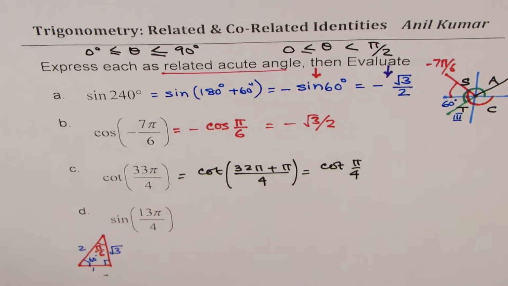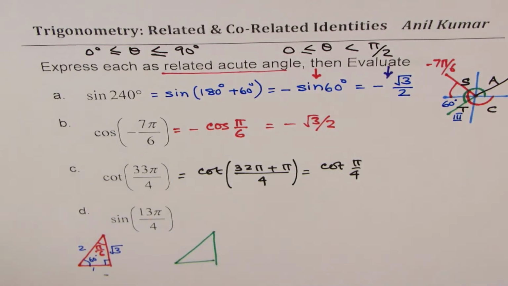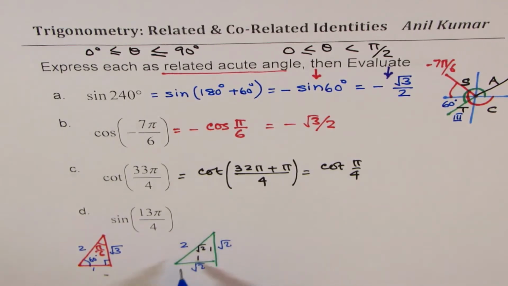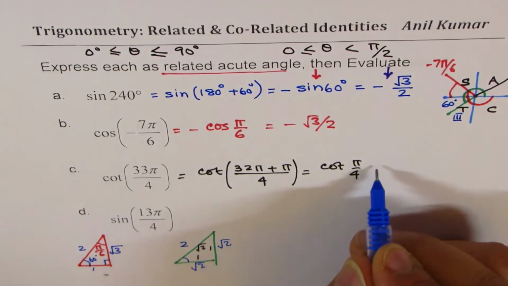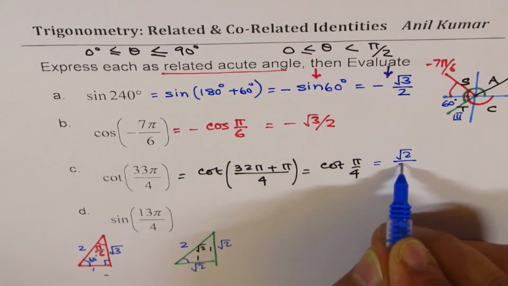And now we'll use another special triangle, which is for pi by 4. Normally we write 1, 1, square root 2, but you could also use the values multiplied by square root 2: square root 2, square root 2, 2. Is it okay? So for cos pi by 4, which is that angle, we get a value which is square root 2 over 2.